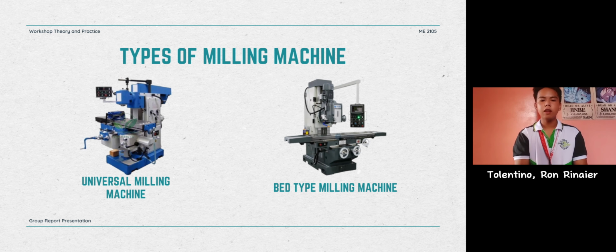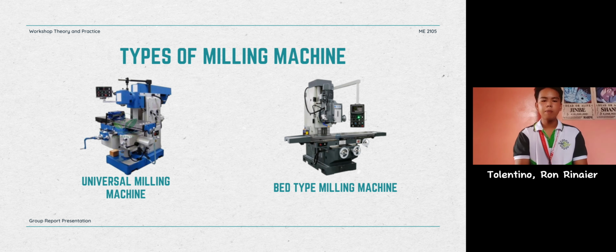Third, universal milling machine. Universal milling machines are versatile and can be used for both vertical and horizontal milling operations, making them suitable for a wide range of tasks. They often come with a swiveling work table that allows for machining at various angles.